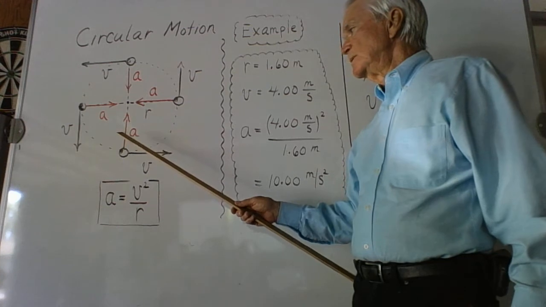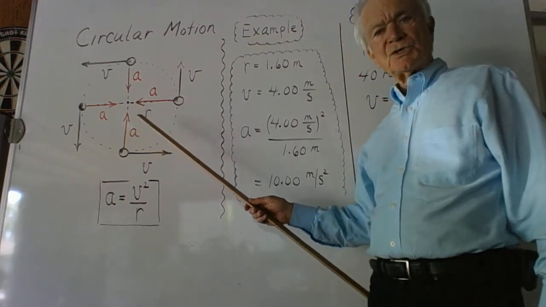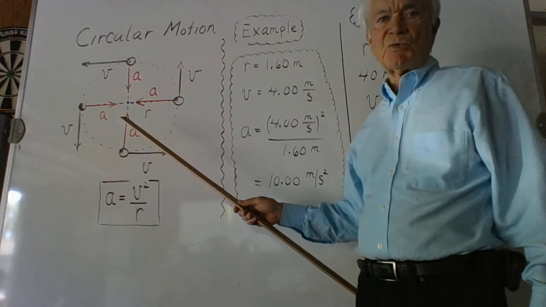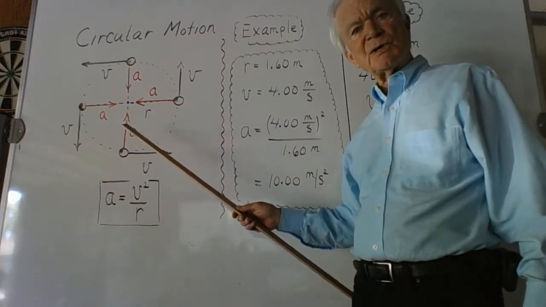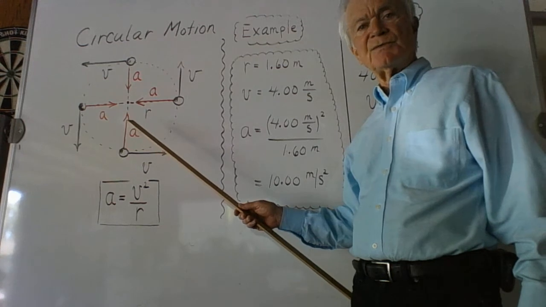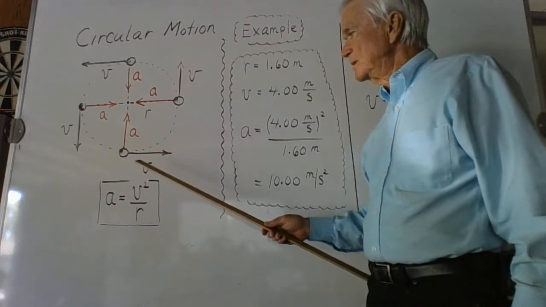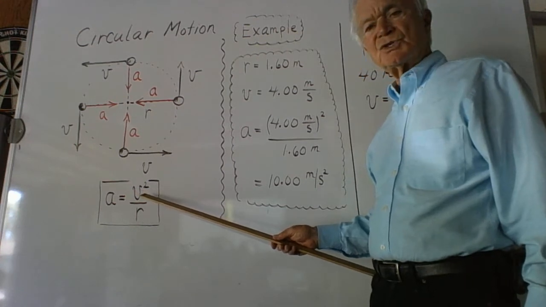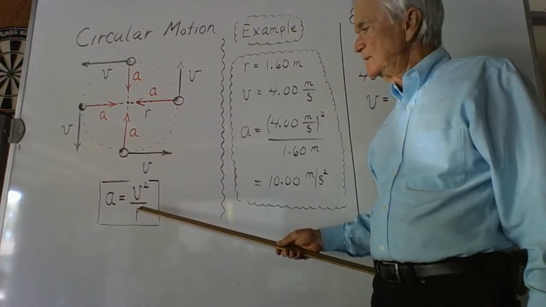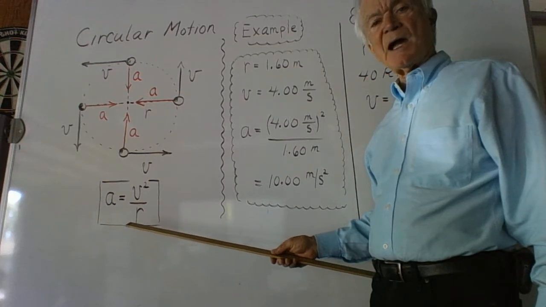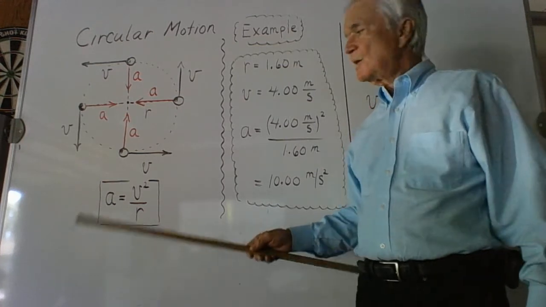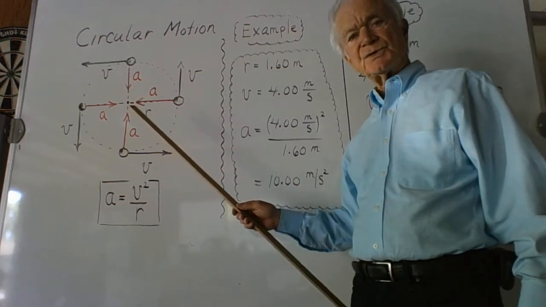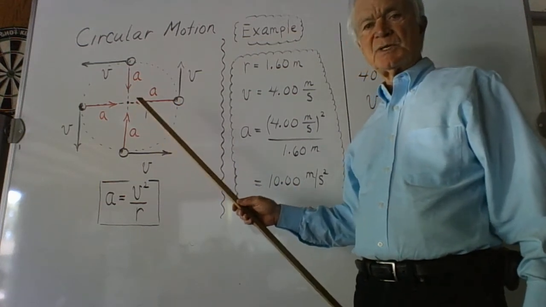Now, the question that I'll ask and then answer is this: how does one calculate that acceleration number? What is the value of the acceleration? Well, without proof, I declare that it's given by this equation: the square of the speed divided by the radius of the circular path.